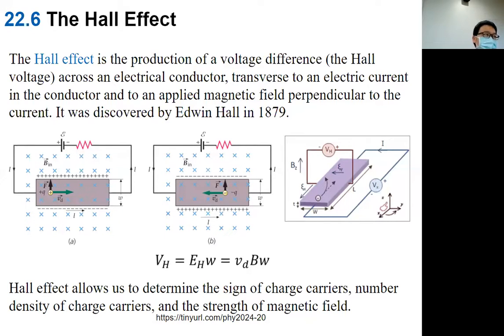From the polarity, you can tell what would be the sign of the charge carrier inside the conductor. And if you can measure the voltage, you can also use that to determine a few quantities: the density of charge carrier, the drift velocity, etc., according to the Hall effect.